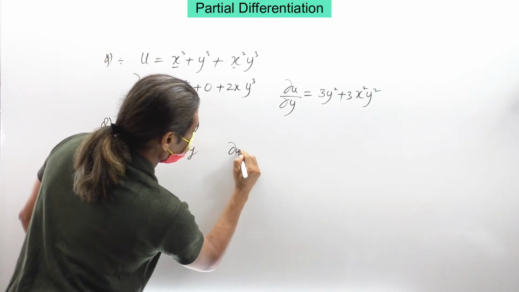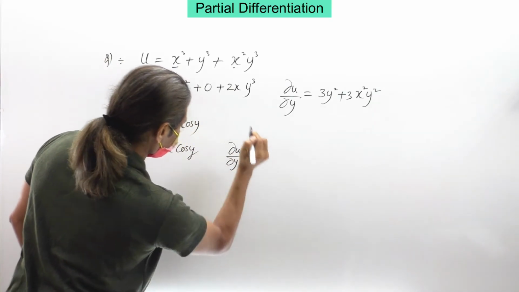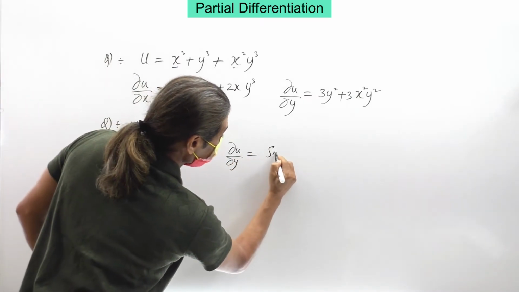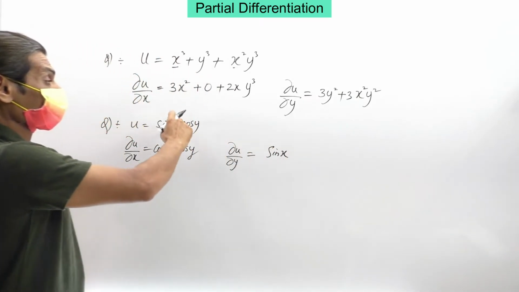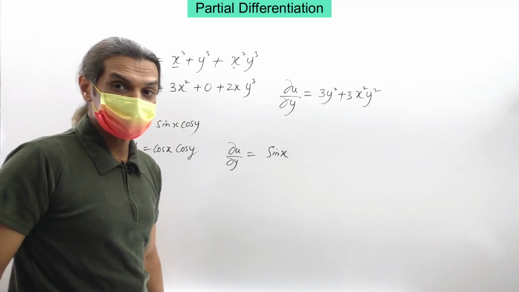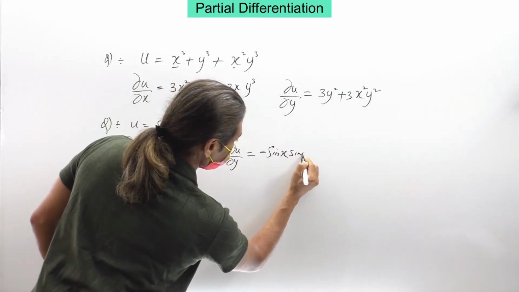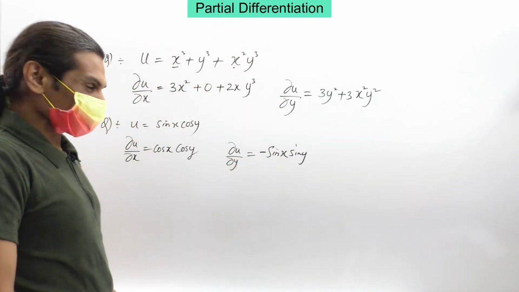Similarly, ∂u/∂y is equal to, say, only y terms. sin x, don't touch it, keep it as it is. The derivative of cos y is how much? Minus sin y. So, minus sin y, that's it. This is how it is done.